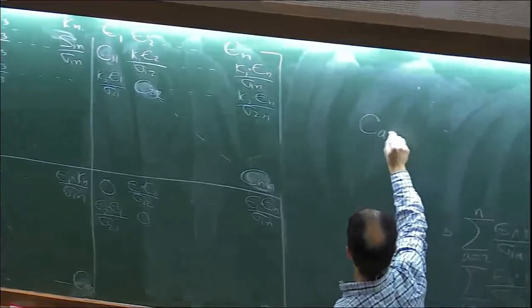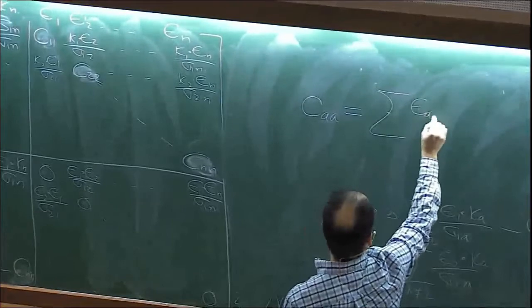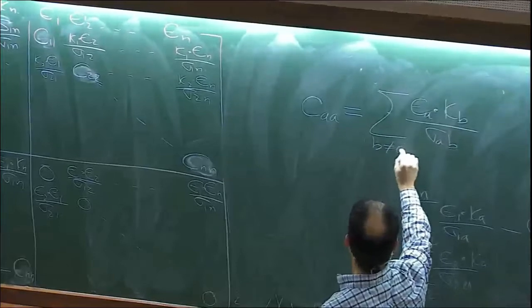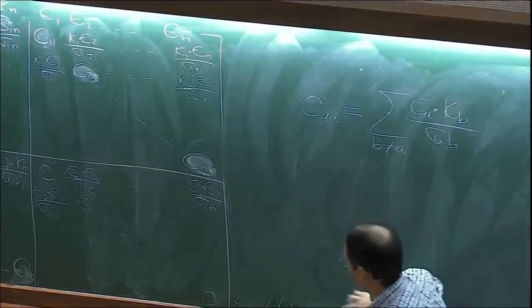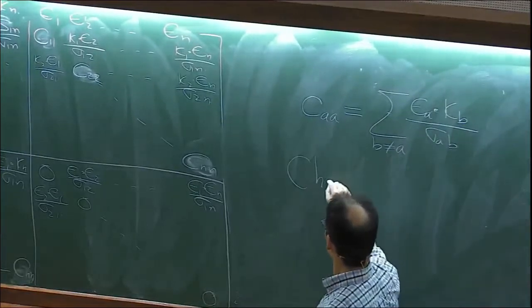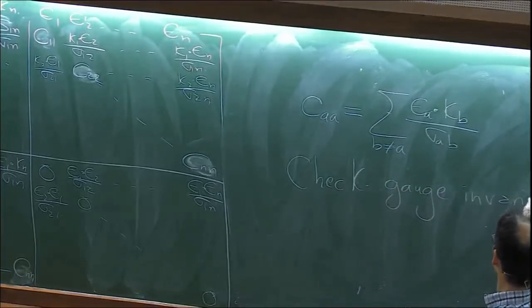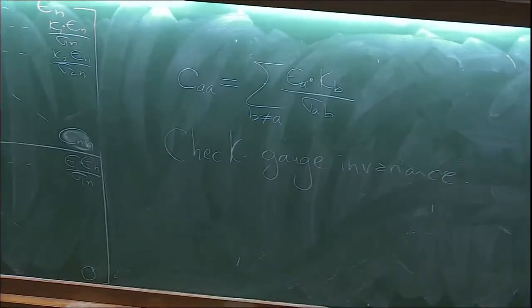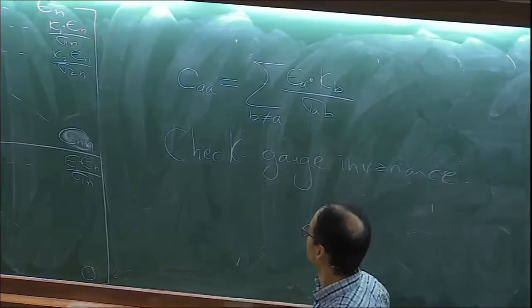So let's remove this. And say that CAA is equal to the sum over B different from A of epsilon A dot KB over sigma AB. So let's check gauge invariance before we continue, because otherwise we're wasting our time. So you always have to go back and check something fundamental before you continue, because if we destroy this, then there is no sense in which we can continue.